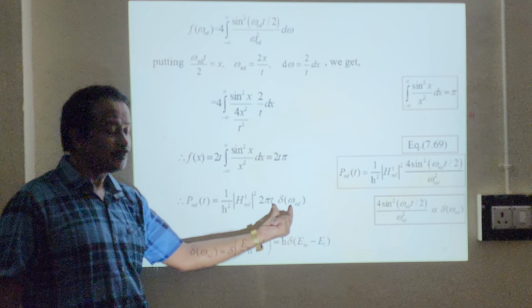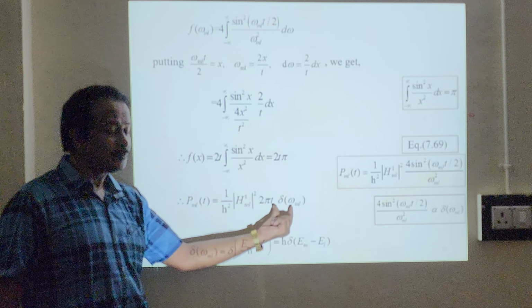So in two ways we have derived Fermi's Golden rule. One is without delta function, another one is with delta function. Whichever way is simpler, you just take. In some books you may find it without delta function, in other books you may find it with delta function. Both will give you the same result. Both the answers are correct.